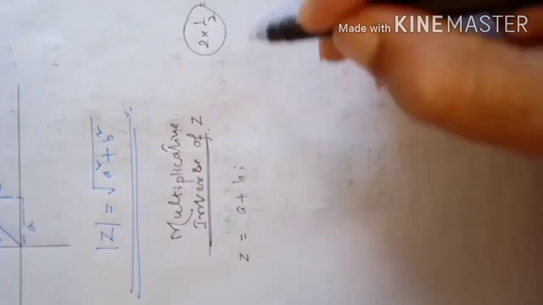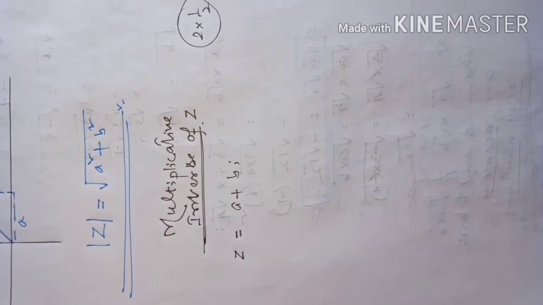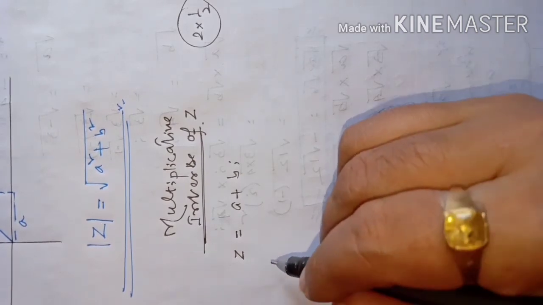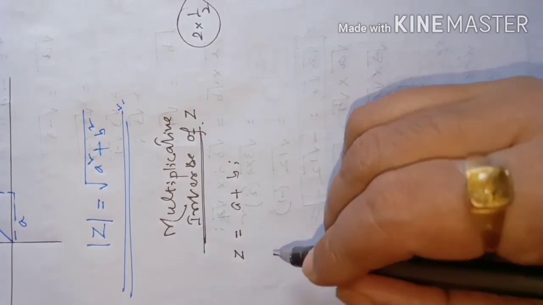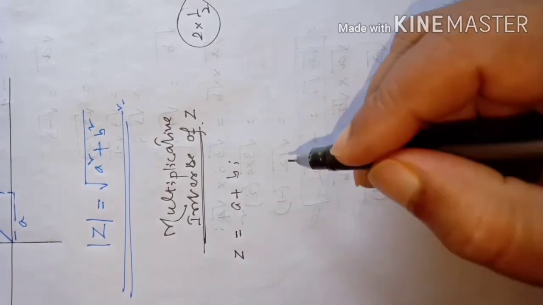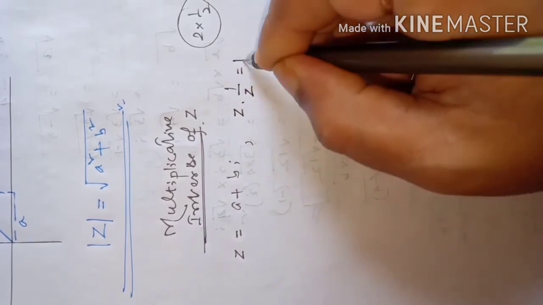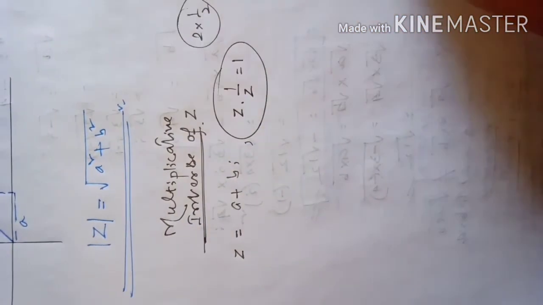Like that, if z is a complex number and its multiplicative inverse we have to find out, that means it should be 1 by z and their product should be 1. So what is 1 by z? Because z and 1 by z, their product only will be 1, no? z into 1 by z, their product is 1. So now let us find out 1 by z.